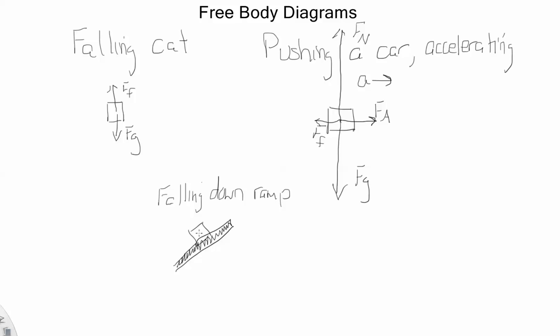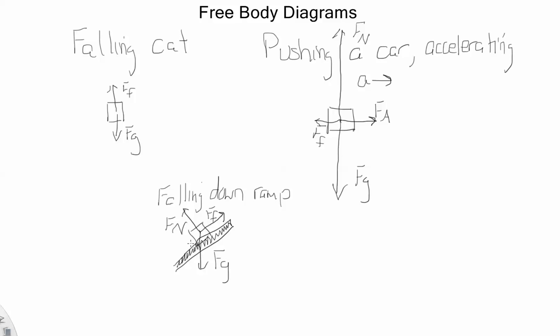Okay? So here's my force of gravity going straight down. Doesn't matter if it's on an incline or not. Here is my frictional force. Since it's going down the ramp, the frictional force is going to be going in the opposite direction of the motion. And then I have the normal force, which is perpendicular to the surface. Okay, so there's three examples of free body diagrams.